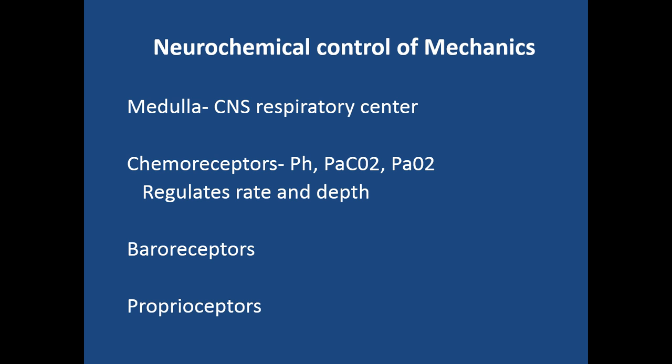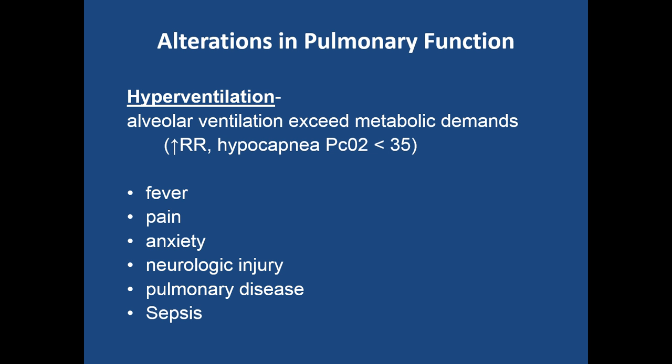Baroreceptors, which sense pressure in the blood vessels, which can help increase our respiratory rate if more oxygen is needed, and also will increase blood pressure. And proprioceptors, which detect motion. So increased motion may need increased oxygen levels, etc. So that's your basic overview of pulmonary function. So hopefully that made sense to you and was mostly review.